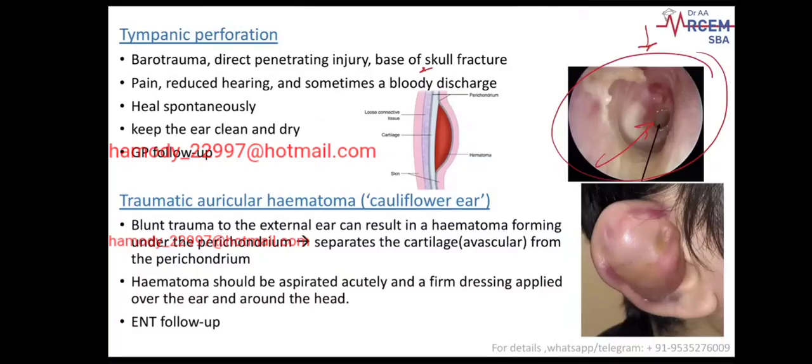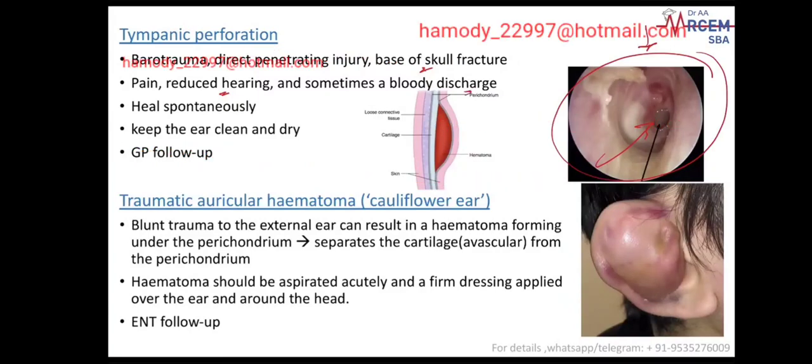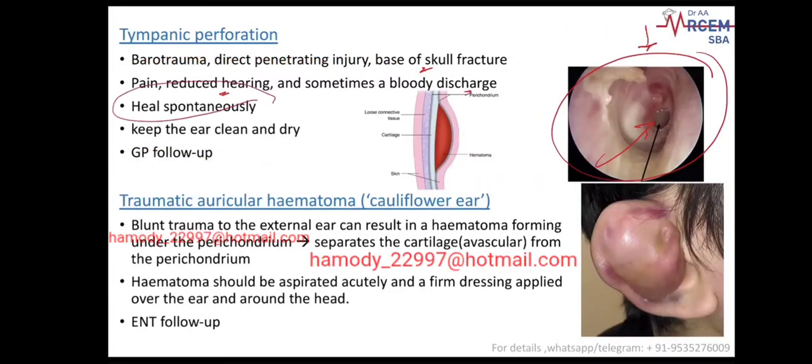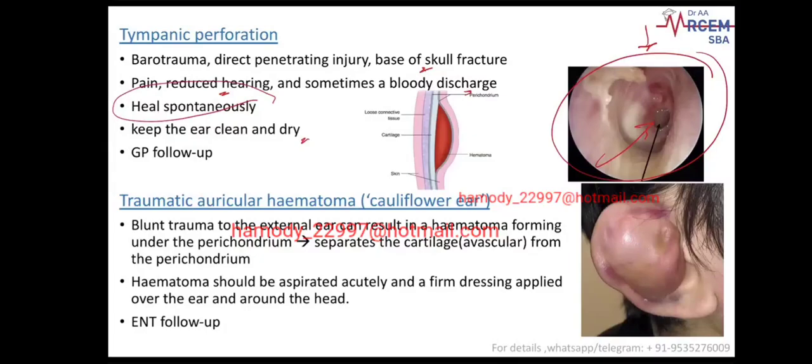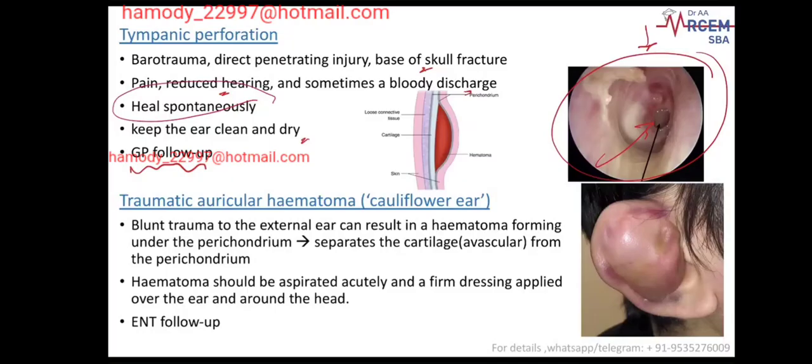How do they present? They'll have reduced hearing, not complete loss of hearing, reduced hearing, and some amount of blood can be seen. You need not do anything. It heals very well by itself. Don't do anything. Just tell them to keep the ear clean and dry. Because if they pour water inside, it can go into the middle ear and cause infection. Just ask them to follow up with the GP. Nothing to worry about. It usually recovers 100%. And nothing needs to be done for this.